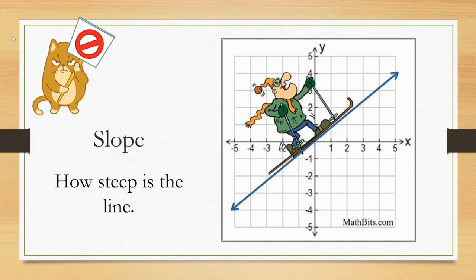Slope is how steep the line is, how much it's going up or down. If I move 1 unit on the x-axis, how many units do I have to move on the y-axis? If I have a slope of 2, when I go over 1 to the right, I will go up 2.